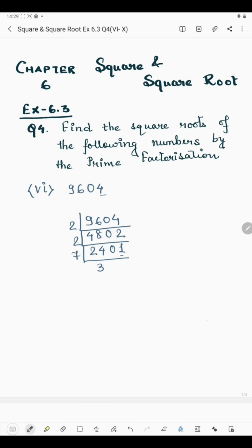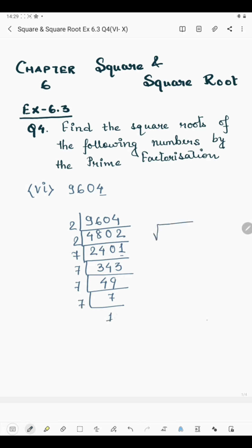So 7 3s are 21, 4 minus 1 is 3, then 4 7s are 28, 7 3s are 21. Okay, so we have 343. Now we will take 7 again to check if it is divisible by 7. 4 7s are 28 and then 6 will come. 7 9s are 63. So again it will be divisible by 7. Now again 7 7s are 49, 7 1s are 7.